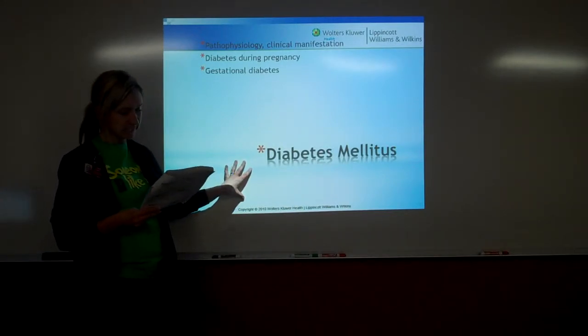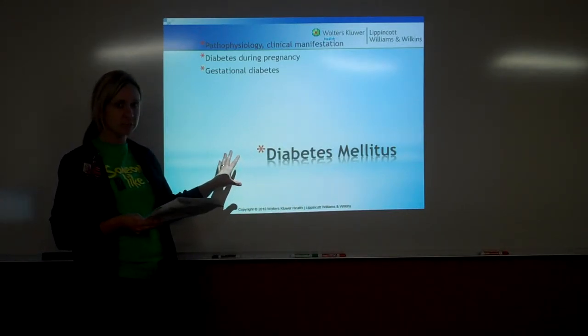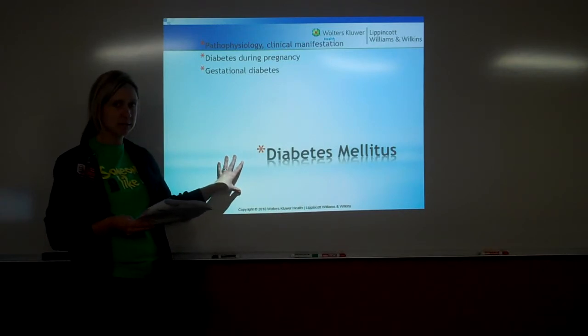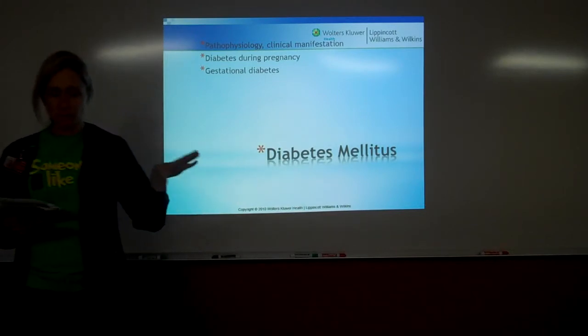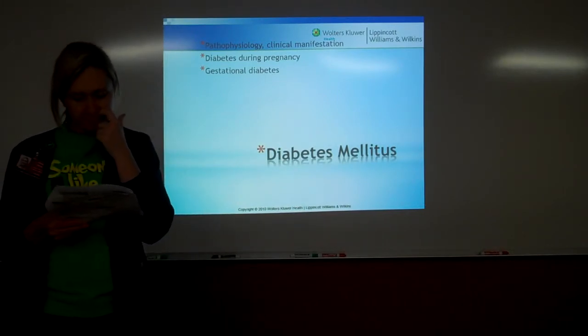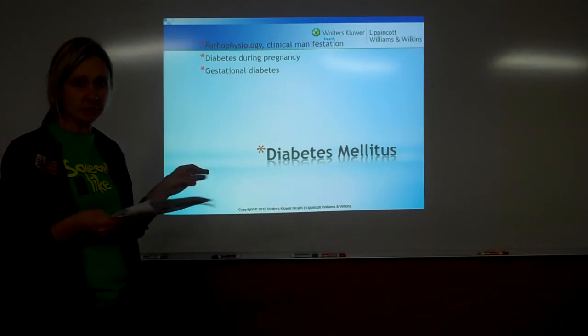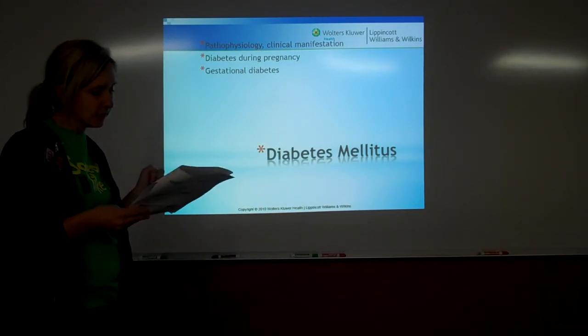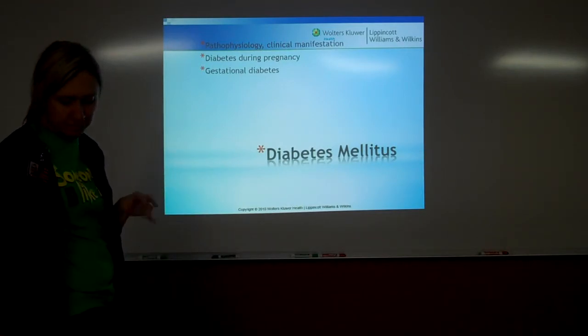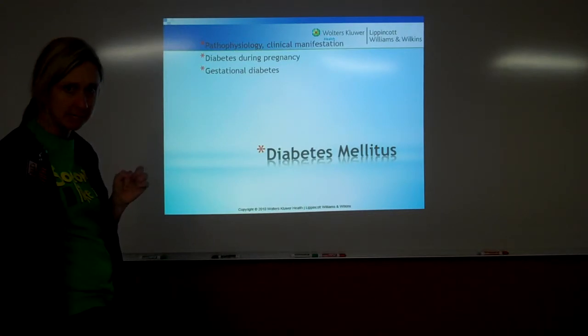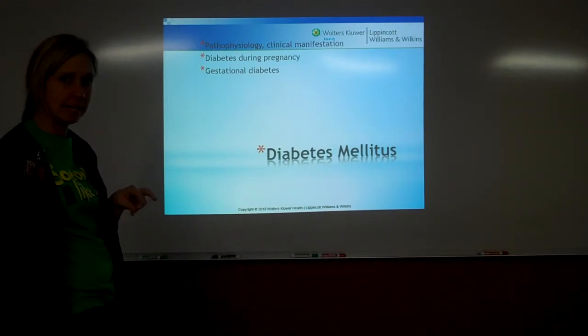Diabetes in pregnancy. We don't test for gestational diabetes until around 26 to 28 weeks. So there's a glucose challenge done at that time, a 1 hour glucose, and then a 3 hour if that's failed. If there's gestational diabetes, there's an increased risk for hydramnios, ketoacidosis, hyperglycemia in both mom and the baby.